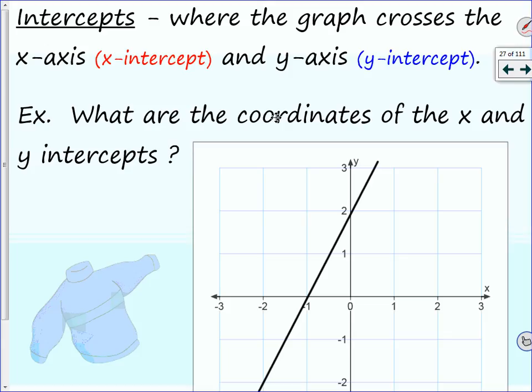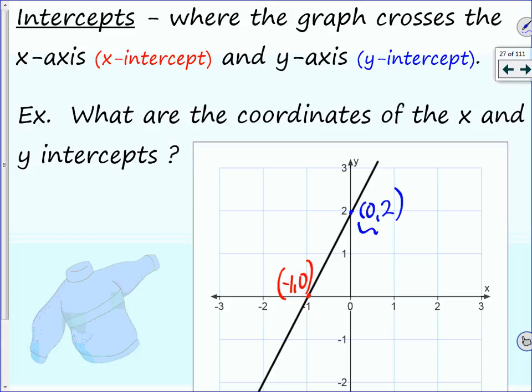Try again. Negative 1, 0. And then can someone give me the coordinates of the y-intercept? TJ? 0, 2. All right, nice job. Now, if you are on a y-intercept, what is the opposite variable equal to?